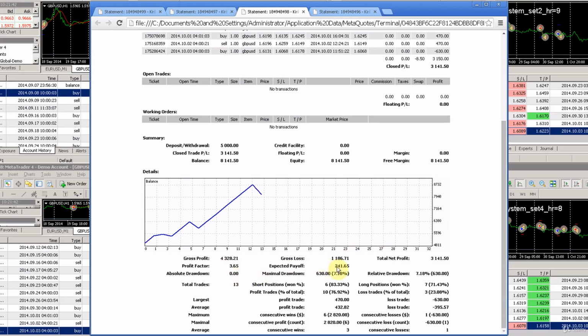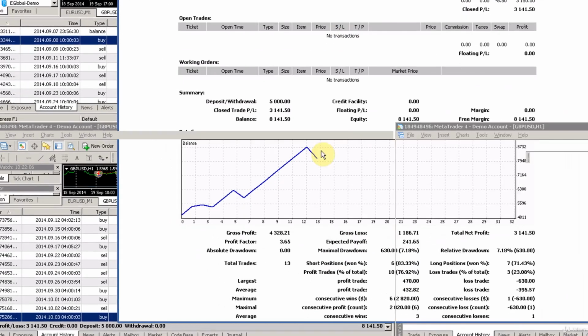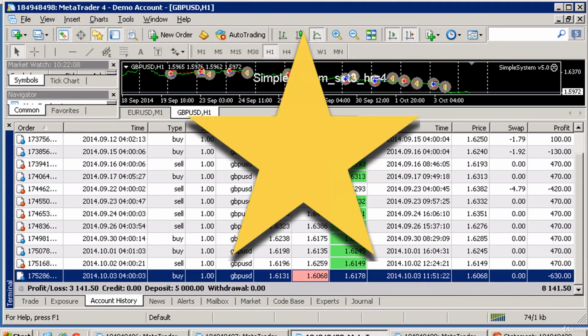Expected payoff is incredible, $241 net profit per trade. So it's got a lot of good stuff to it. Like maximal drawdown is only 7.18%, so that's under 10% of maximal drawdown. I think this is a great set. I think it's something that we would definitely consider taking forward. And so this set receives a great golden star for its performance on the 4-week demo test.